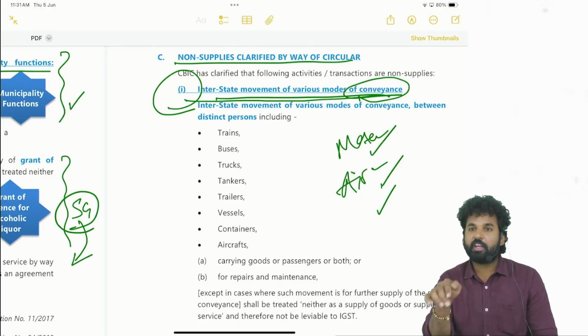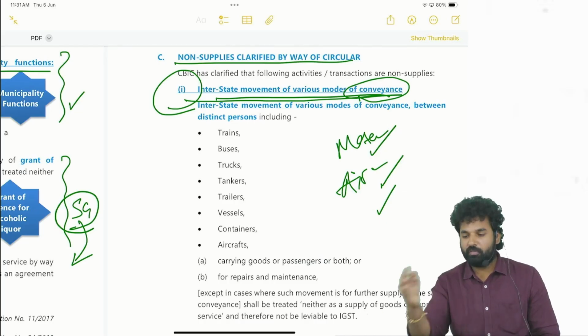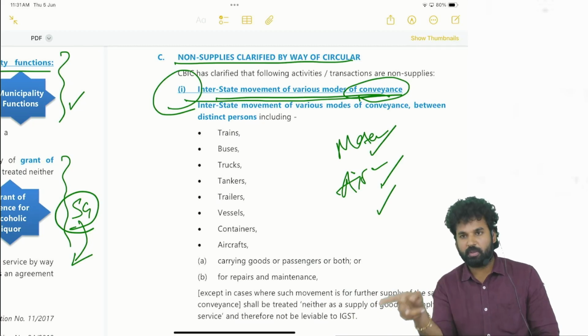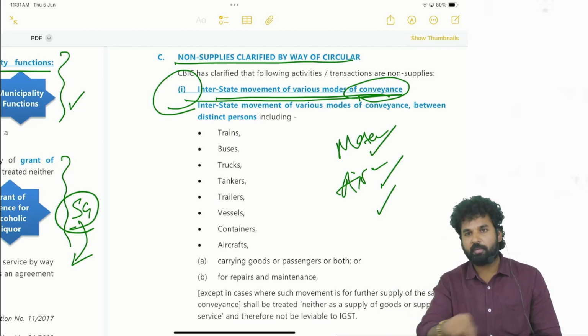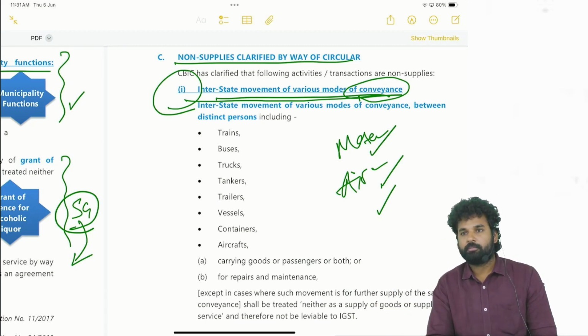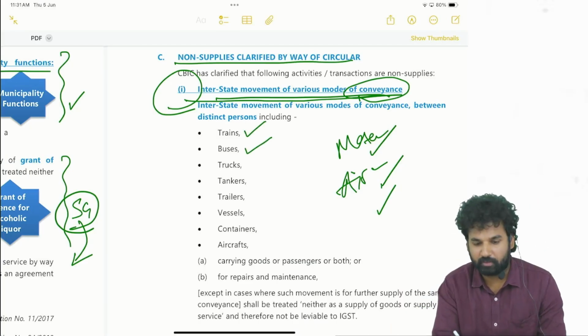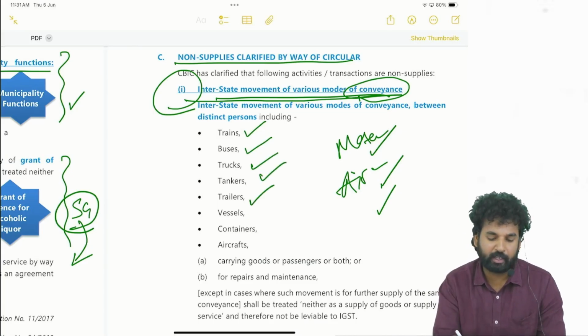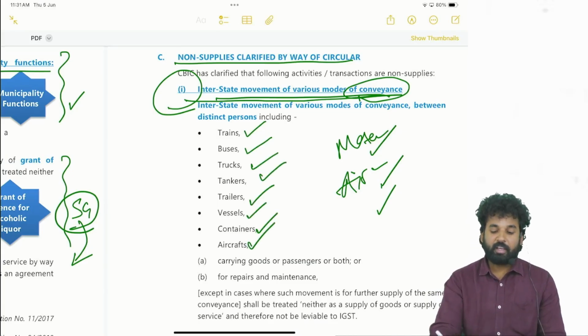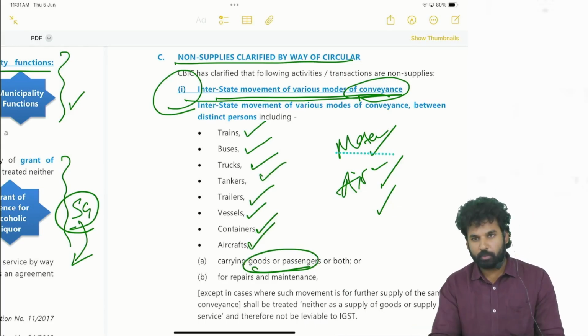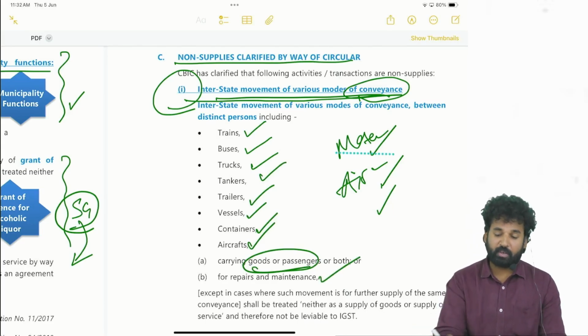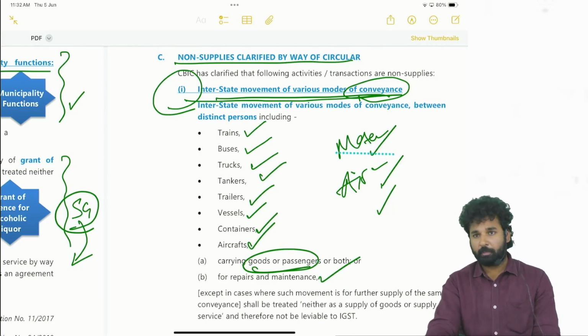Okay, now they are giving a clarification with respect to what if a vehicle is being transferred from one place to another. That means one distinct person to another distinct person, one establishment of a person to another establishment of the same person having the same PAN. That will be treated as supply? No, it is not a supply. So whenever you are transferring a train, a bus, a truck, tanker, trailer, vessel, container, aircraft, carrying goods or carrying passengers or both, whatever it may be, for the purpose of repairs also.